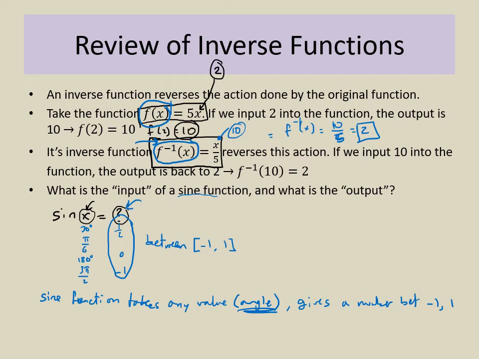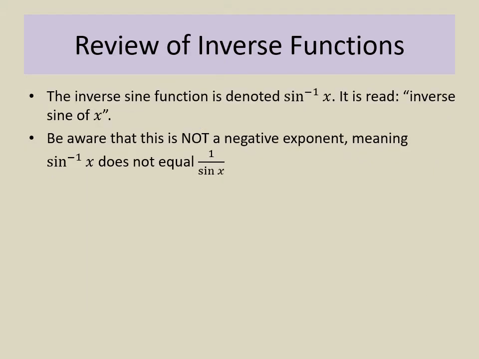So that's the output of the sine function. Now let's think about something that is going to reverse that. Instead of getting an angle and getting out a number between -1 and +1, the inverse sine function is going to reverse that. It's going to take a value between -1 and +1, and then it's going to give us back an angle. That's what the inverse sine function will do.